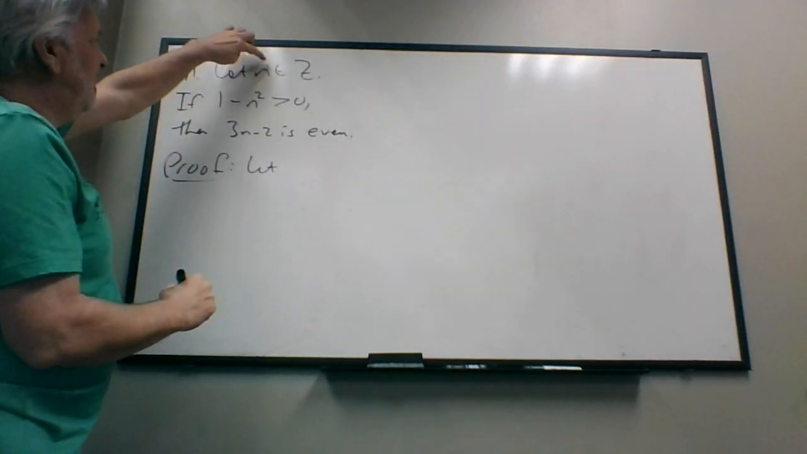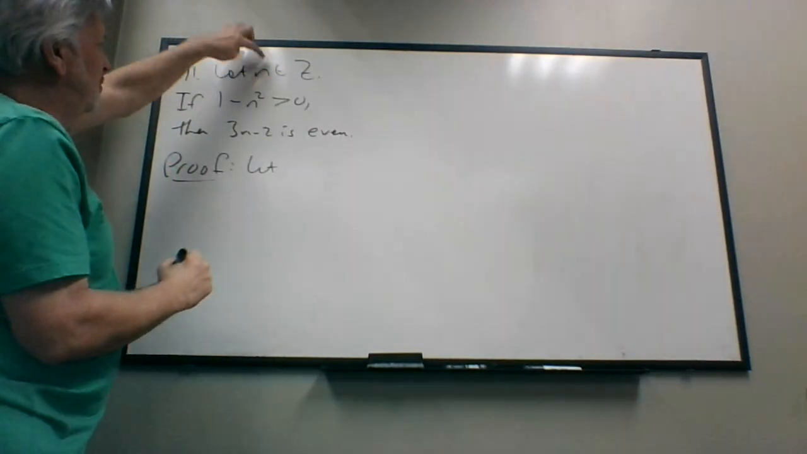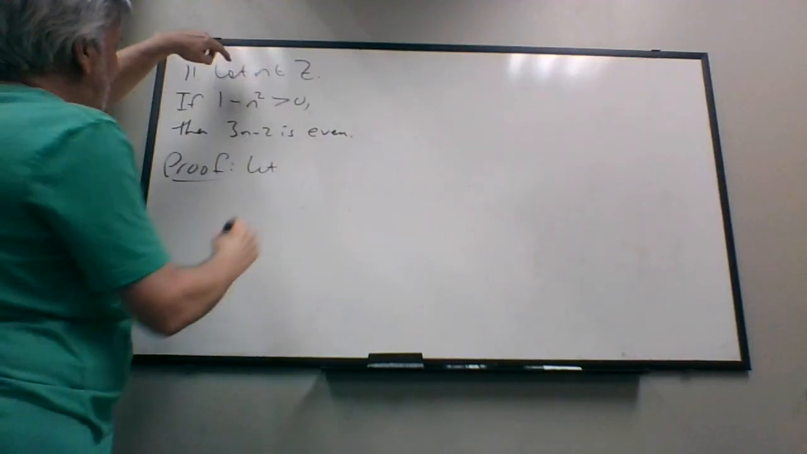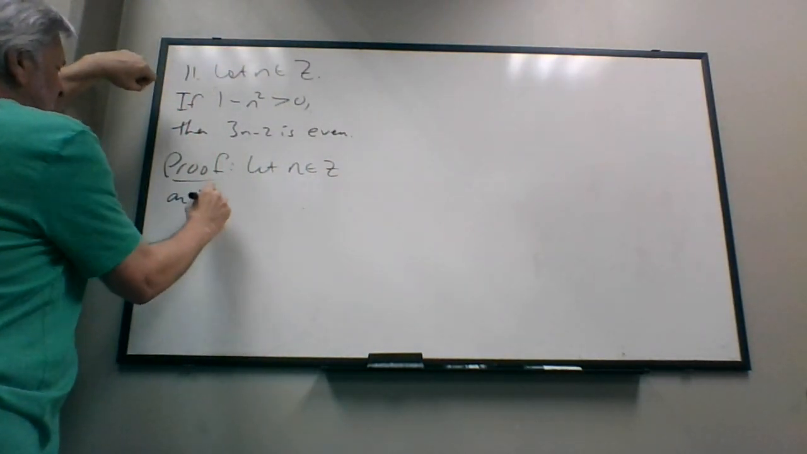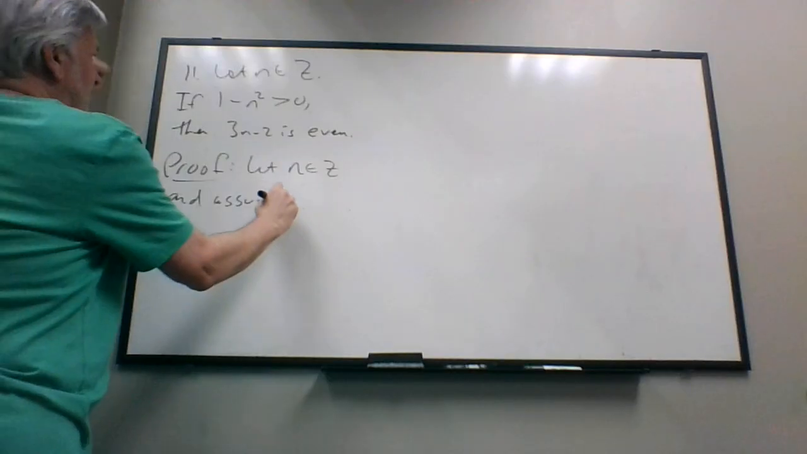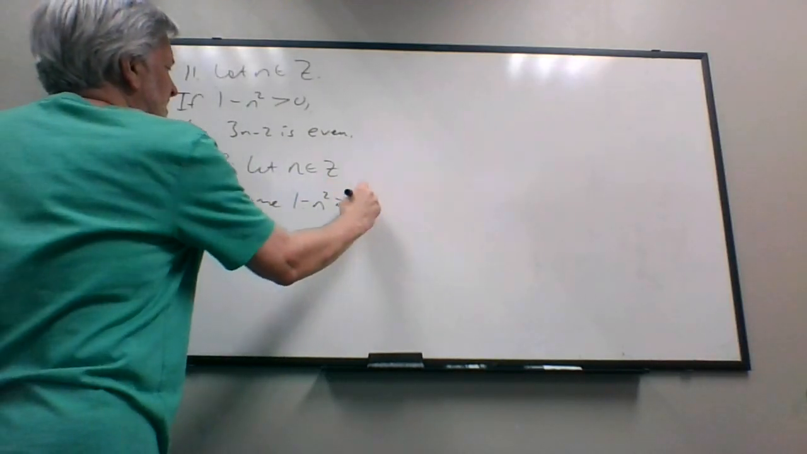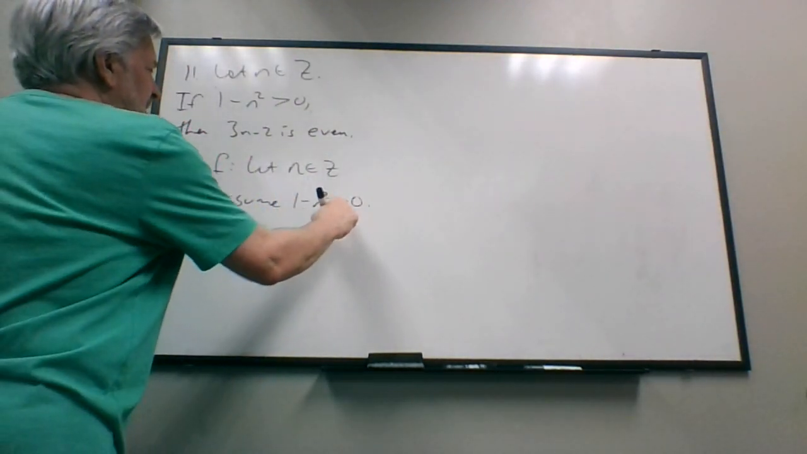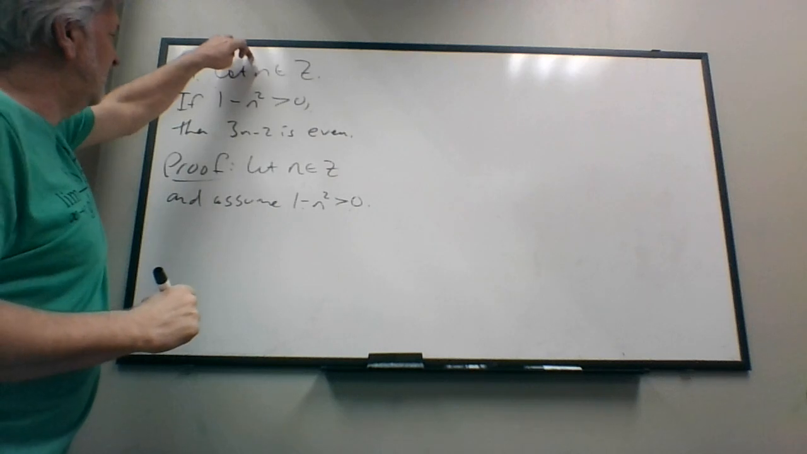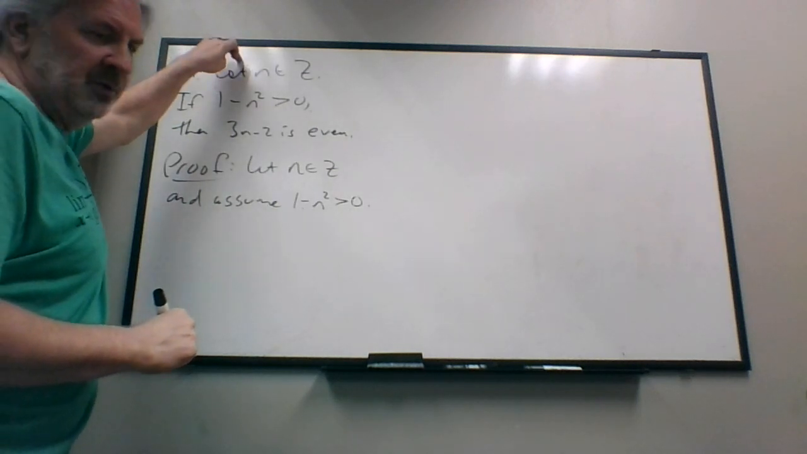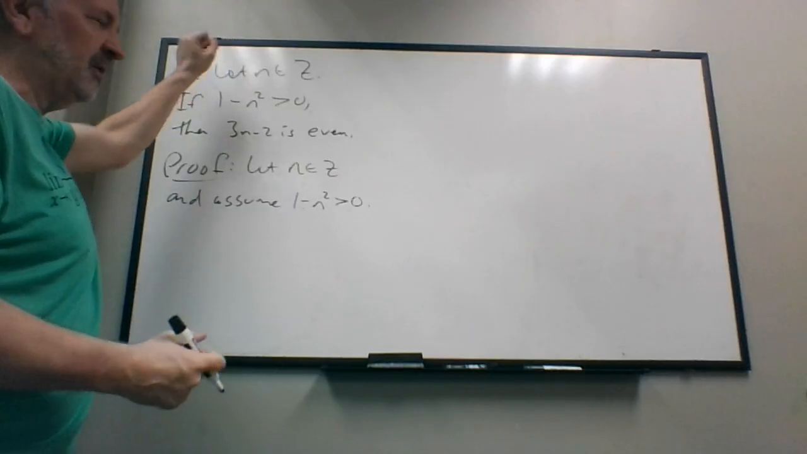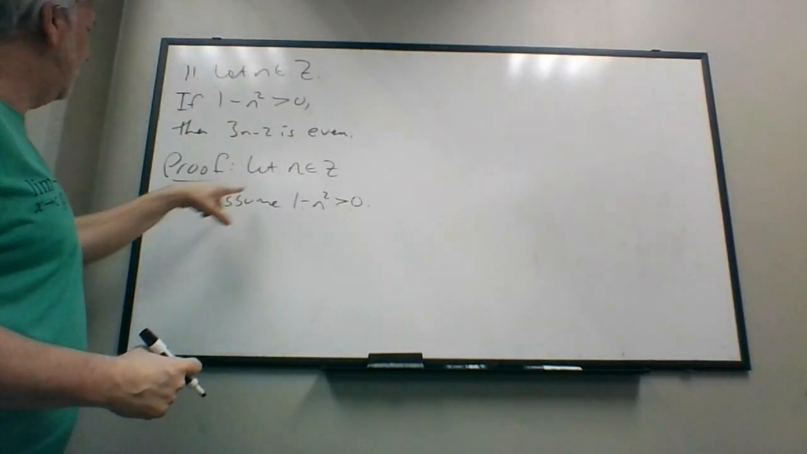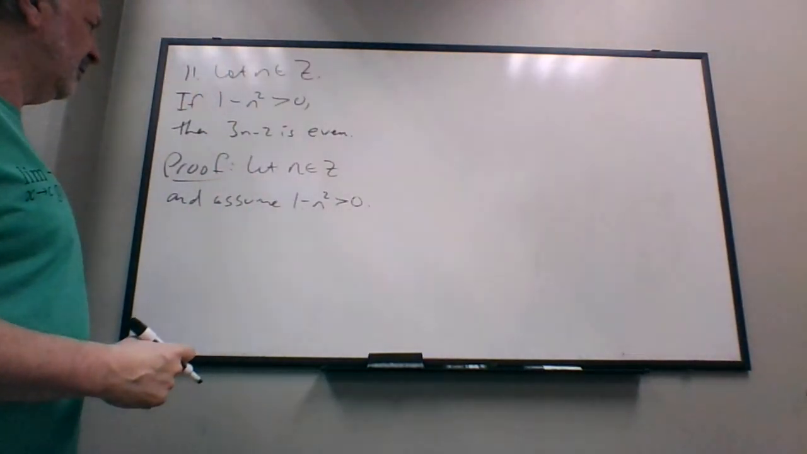So the "let n be" is the universal part, right? Any integer you want. So I'm going to state that, let n be in Z, and we're going to assume the if. I'll put that in one sentence, and assume 1 minus n squared is greater than 0. The first part's taking care of the universal statement. To show universal statements are true, you have to assume an arbitrary n. You cannot prove a universal statement with a single example. Let n be an integer and assume 1 minus n squared is greater than 0, okay?